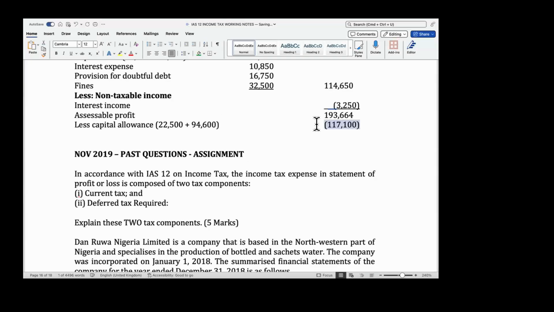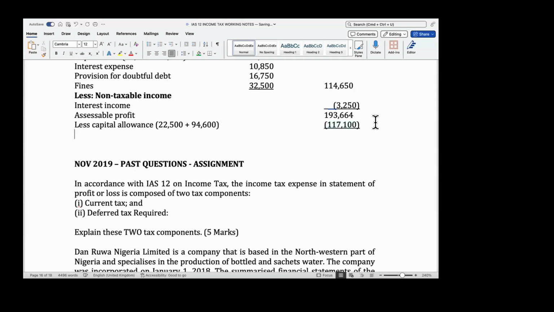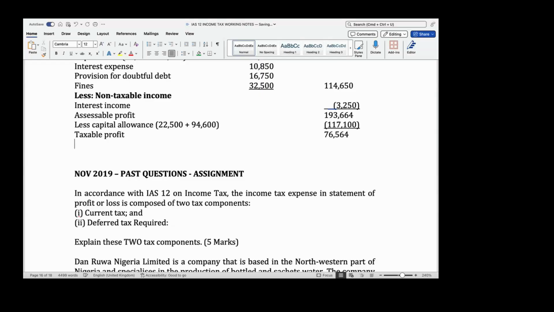So what do I have as my taxable profits? 76,564 naira. My current tax expense is simply 30% times 76,564. What do we have? 22,969 naira.